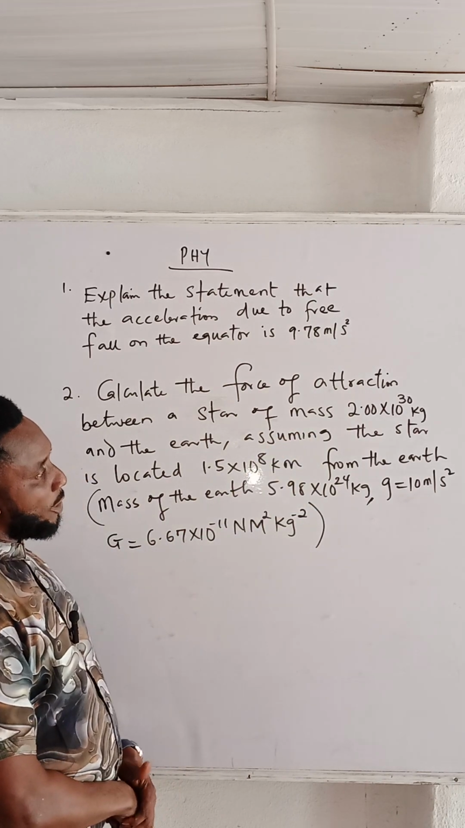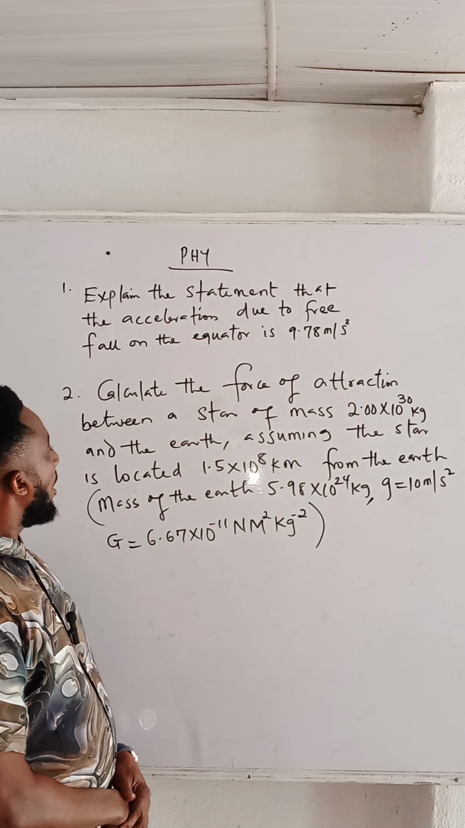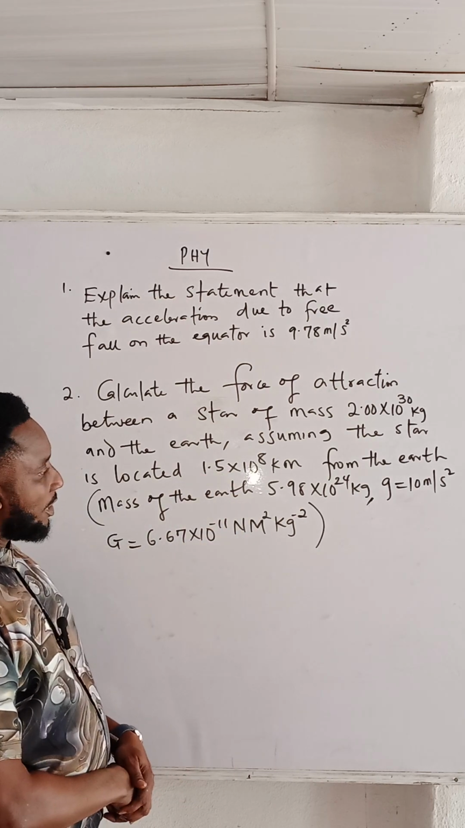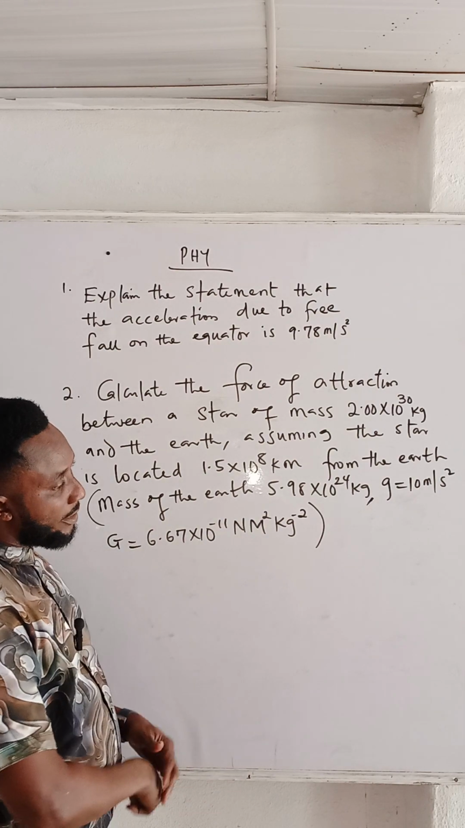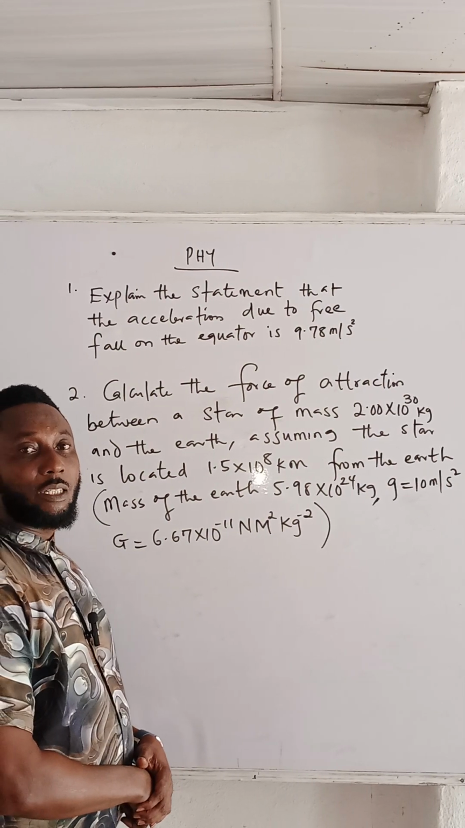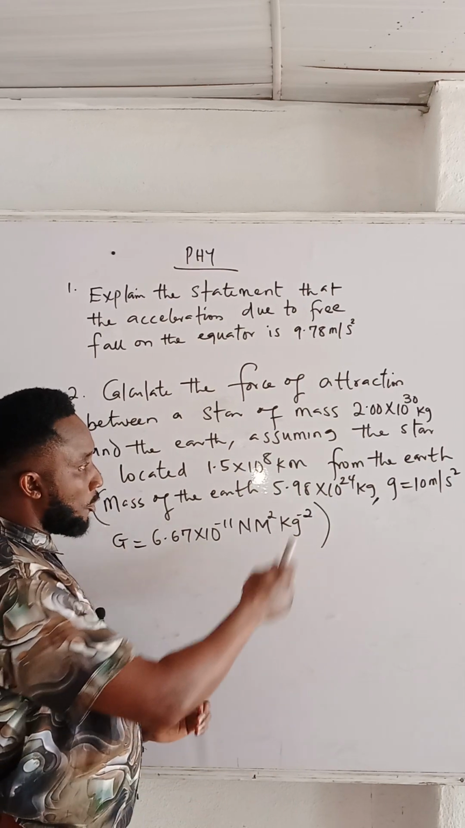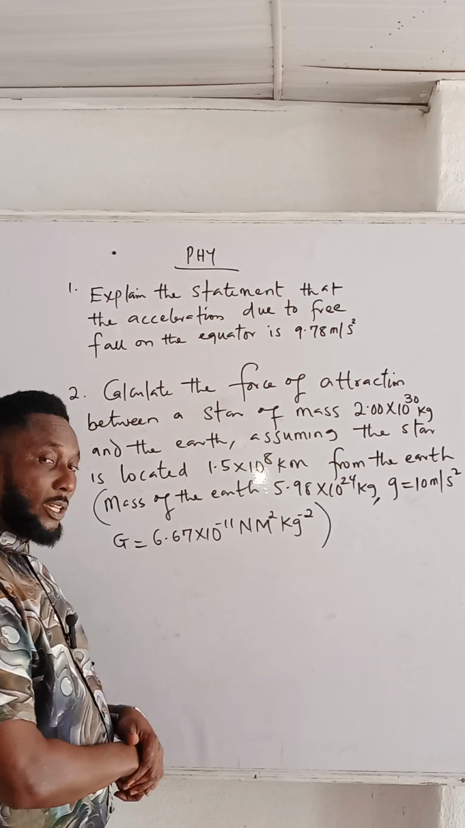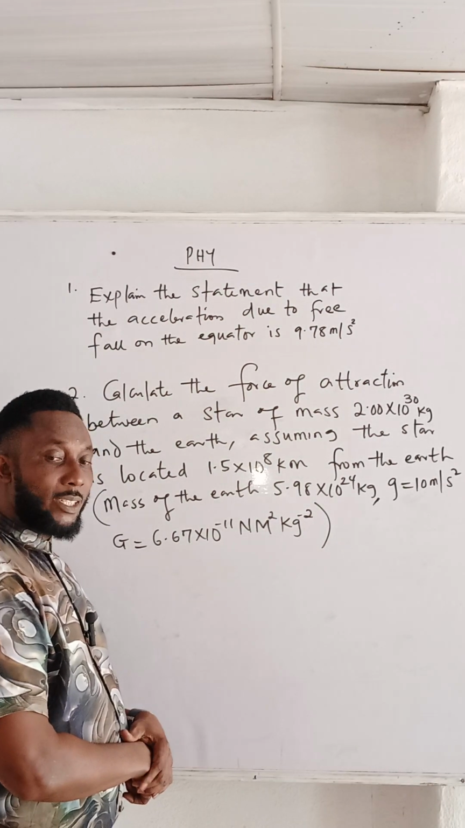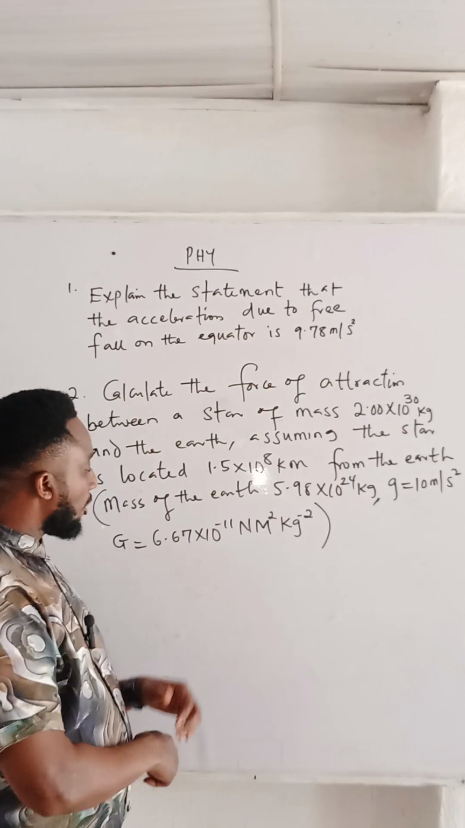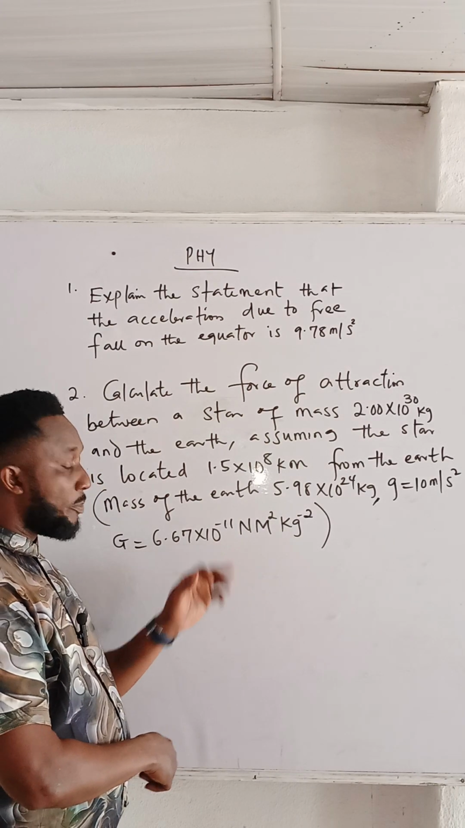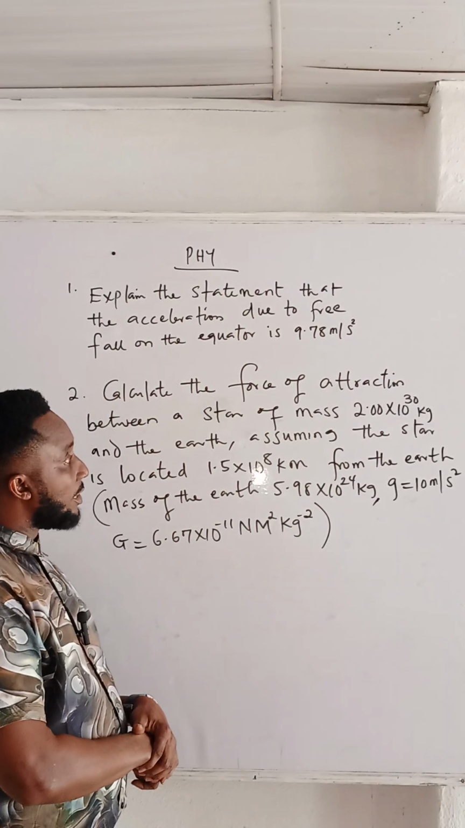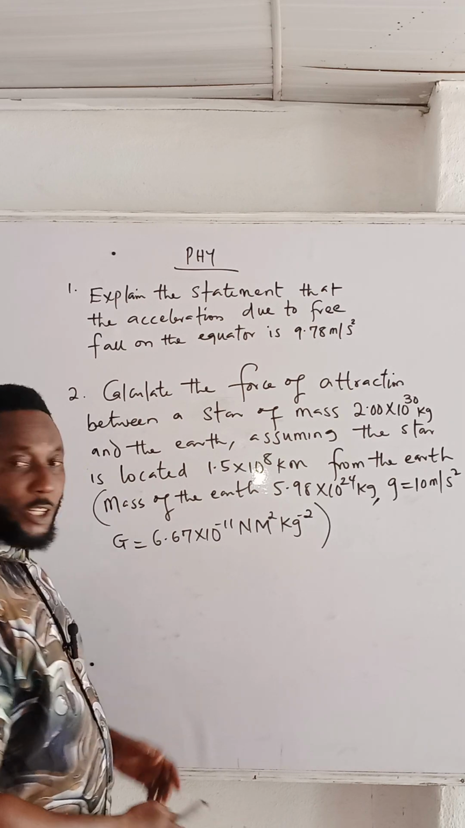2.00 times 10 to the power of 30 kilograms and the Earth, assuming the star is located at this distance from the Earth. The mass of the Earth is 5.98 times 10 to the power of 24 kilograms. Acceleration due to free fall is 10 meters per second squared. Newton's constant, or universal gravitational constant, is 6.67 times 10 to the power of negative 11 newton meter squared per kilogram squared. Now, the first question is very simple.